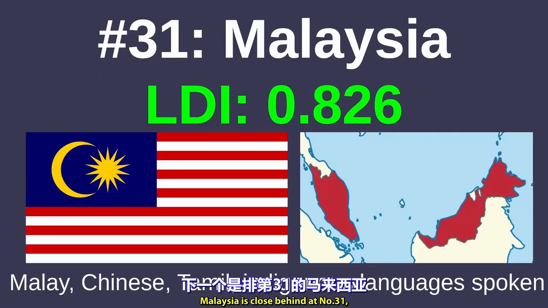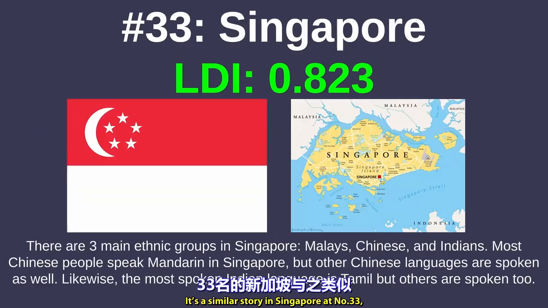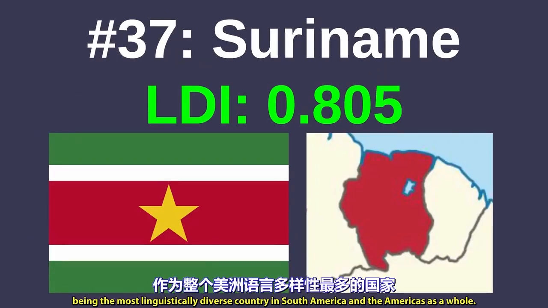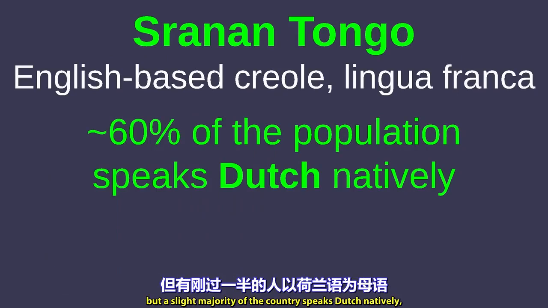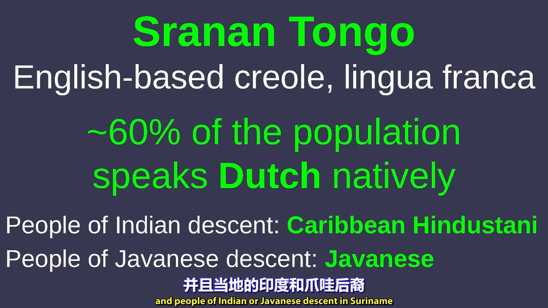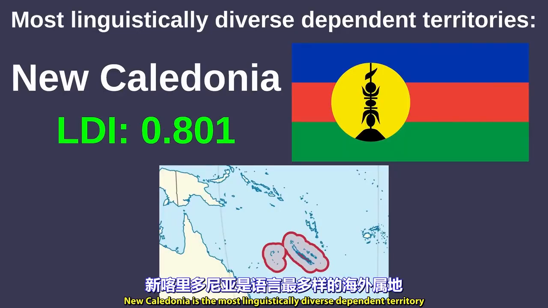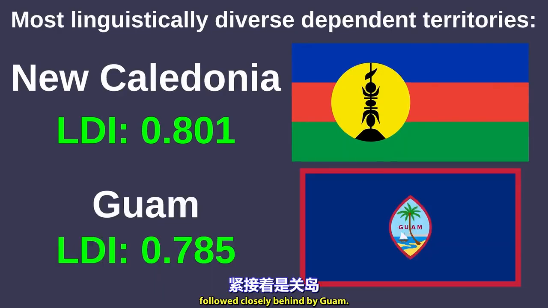Malaysia is close behind at number 31, with a mix of Malay, Chinese, Tamil, and various indigenous languages spoken there. It's a similar story in Singapore at number 33, the most linguistically diverse city-state. Suriname takes 37th place, being the most linguistically diverse country in South America and the Americas as a whole. The lingua franca is Sranan Tongo, an English Creole, but a slight majority of the country speaks Dutch natively, and people of Indian or Javanese descent in Suriname speak Caribbean Hindustani and Javanese respectively. New Caledonia is the most linguistically diverse dependent territory with an LDI of 0.801, followed closely behind by Guam.